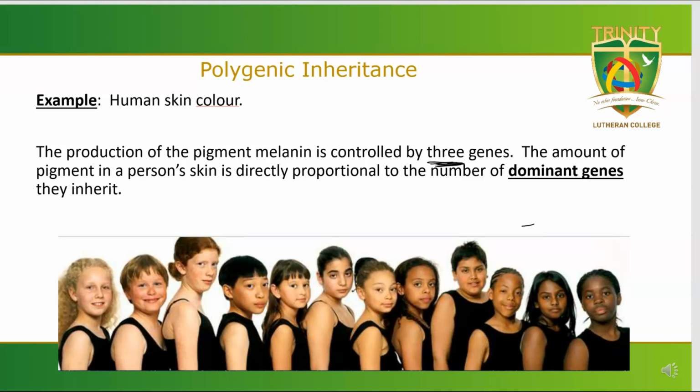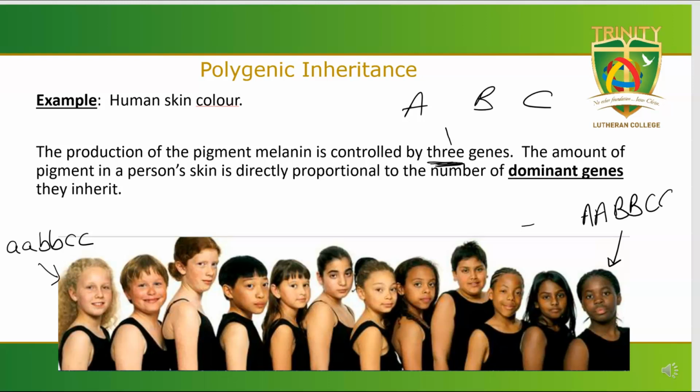So if we say that there are 3 genes, gene A, gene B, and gene C, this person here with the lightest possible combination of skin color has inherited the homozygous recessive form of each of the 3 genes. And this girl here has inherited the homozygous dominant form of all 3 genes. And people in the middle here have intermediate forms. So this person may be big A little a, big B little b, big C little c, heterozygous for all 3 genes.